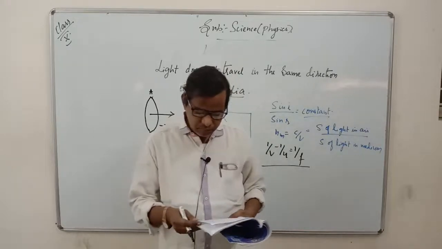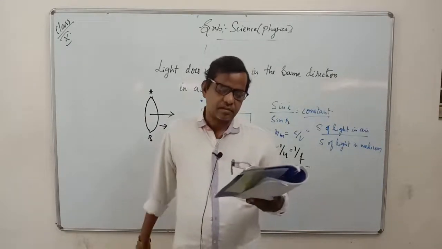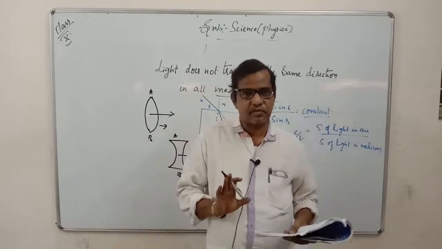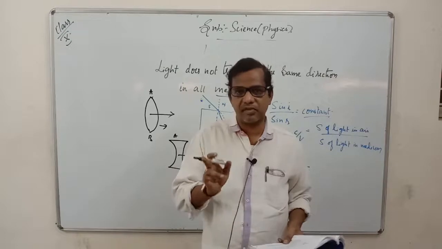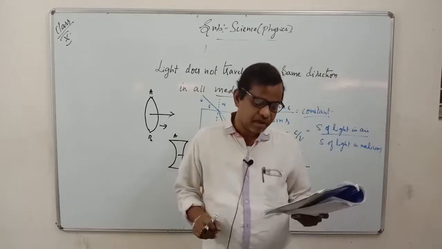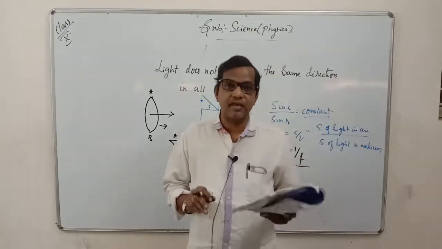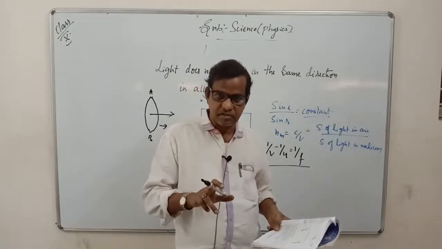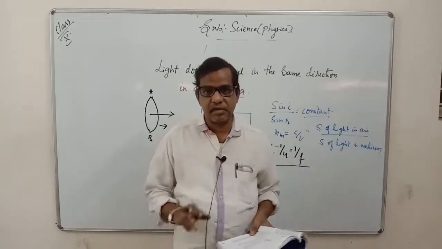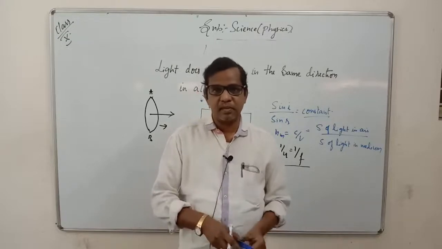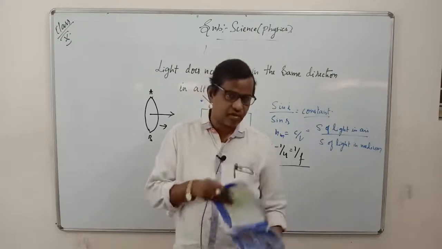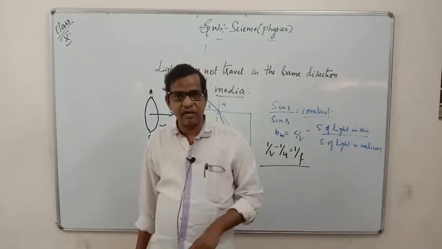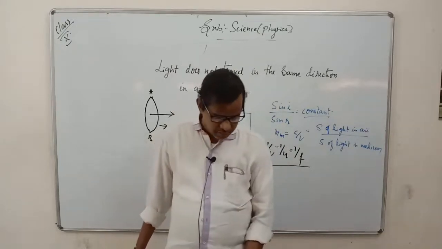So the focal length of a convex lens is positive. You remember this one, very important. The focal length of a convex lens will always be positive, and the focal length of a concave lens will always be negative. This you should keep in mind. These are two important things: positive for convex and negative for concave when you compare the focal length.